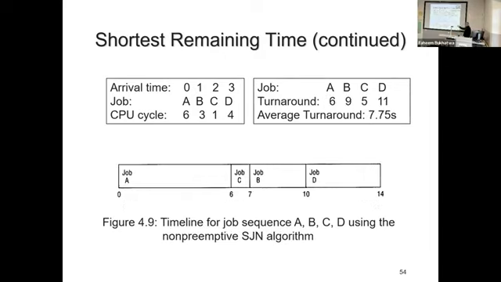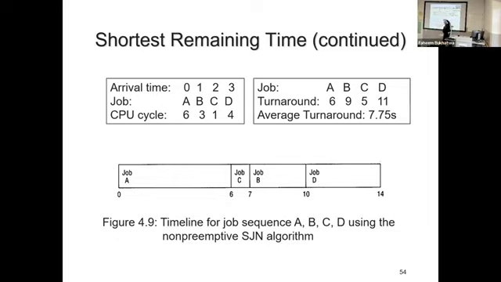Now this is the same jobs, but non-preemptive. That means we will not interrupt you. If you're running on the CPU, we won't interrupt you. We want the shortest job, but once the shortest job starts running, it doesn't matter if other shorter jobs come in. We will not interrupt it. That's non-preemptive. So let's start running. A starts running. 1 second later, B arrives. It's shorter than A, but A is already running, so we cannot interrupt it. By the time A finishes at time 6, those 3 are here.